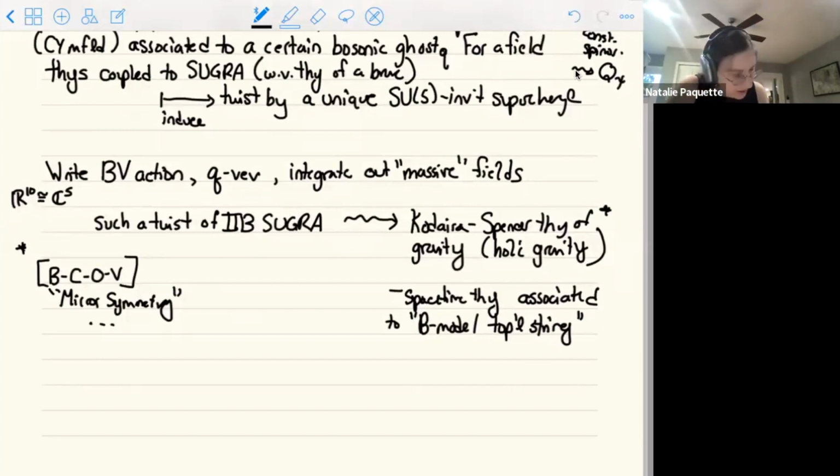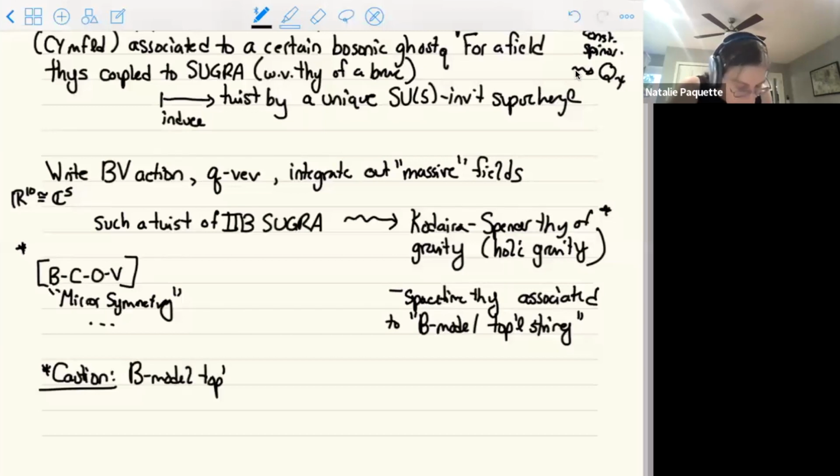And let me emphasize the following thing, because this terminology confuses people a lot. I've used these words B model topological string. So conjecturally, they're defining a twist of my space-time supergravity theory, at least on flat space. So to get a B model topological string, you have to do a B-type topological twist on the world sheet.